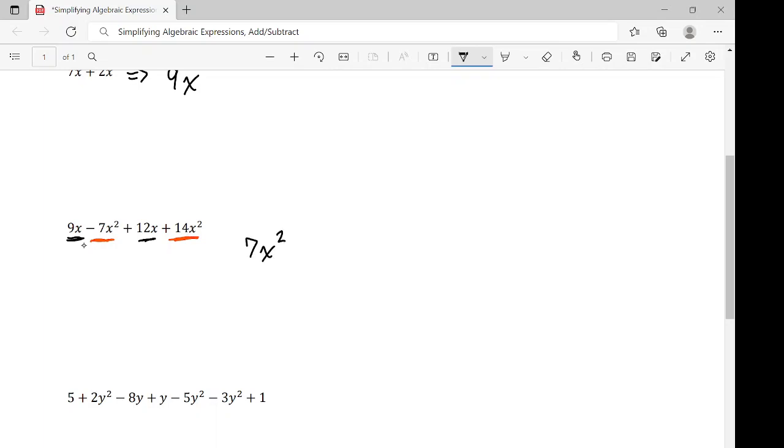So we're done with those. And then 9x and 12x, we can combine those together and we can get a positive 21x. Now, while both terms have an x, this one has no squared, while this one does have a squared. So we cannot combine those. So this is the answer to this expression.